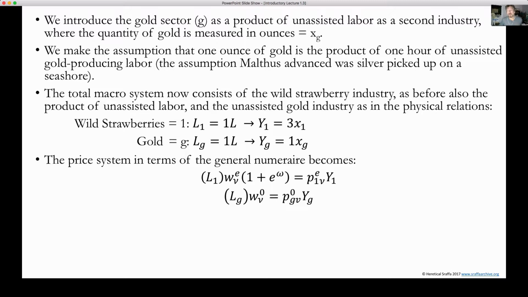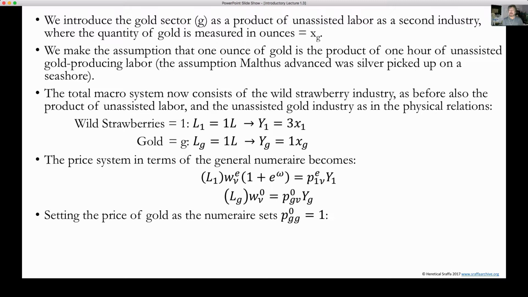Now you'll notice in our gold sector, we do not assess to it a profit factor. There is no 1 plus E there. The superscript 0 on the prices there represent the pure wage regime of distribution. Okay, and that's how we're going to posit the gold sector. Hence, it's not going to be variable when we change wages.